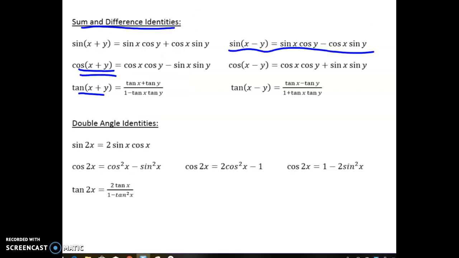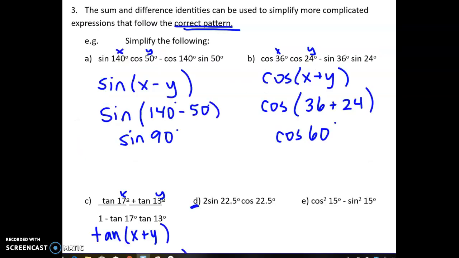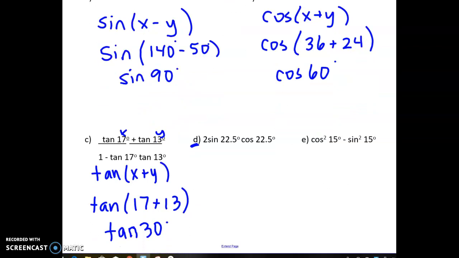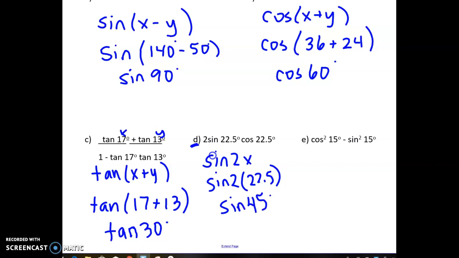This one is going to trade into sine 2x. So my x is going to be 22.5 degrees. So we're going to go sine of 2x. And again, it's 2 times 22.5 degrees. So when you multiply those, you should get a nice 45-degree angle. Again, notice that all of my angles have been nice so far.